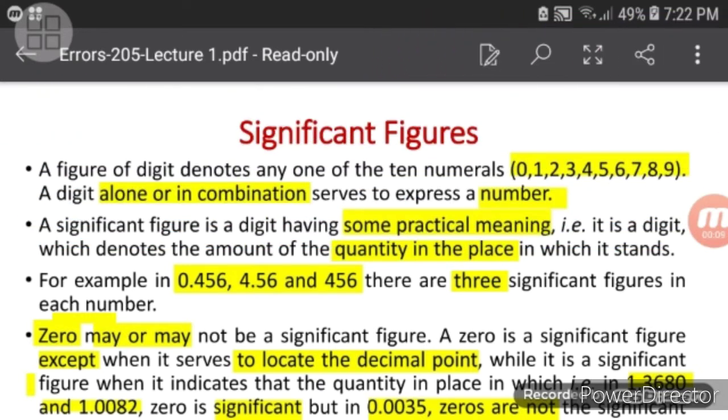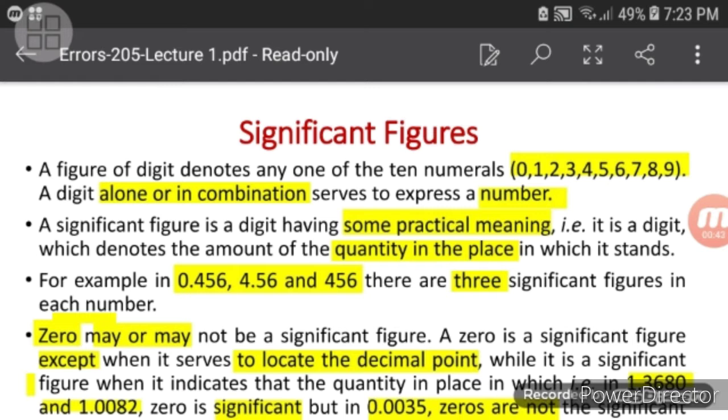Today we will discuss significant figures. These are basically the figures or digits which are used to make our measurement calculations more accurate, because there are non-significant figures which just make our calculation or measurement not fair. For the sake of accuracy, we use significant figures. So let's talk about significant figures. What are the significant figures?